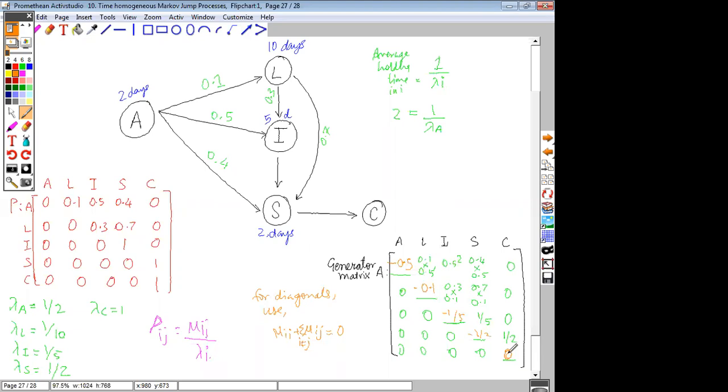So I hope that's clear. Once you have figured out this generator matrix, there's nothing much left. You'll be asked for some probability, and then you just have to figure that out and so on and so forth. So maybe we can do a sum here. Okay, I think maybe we should just do this.